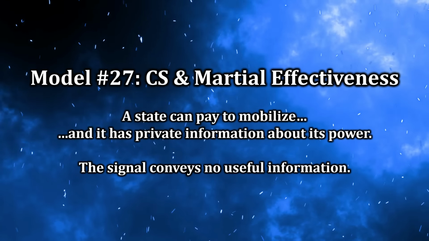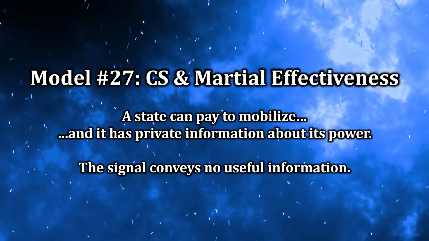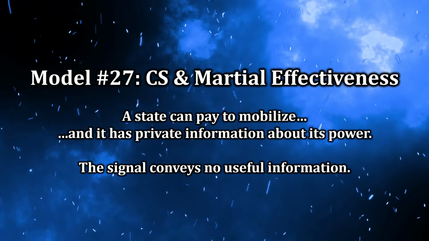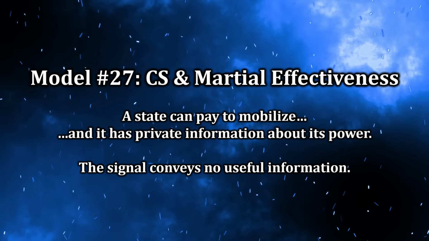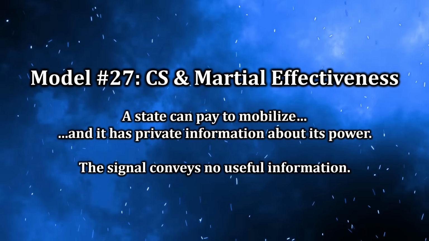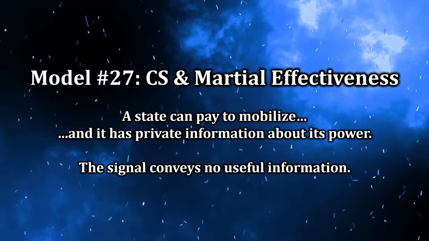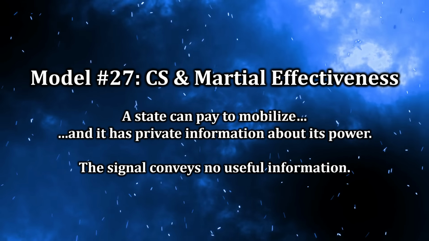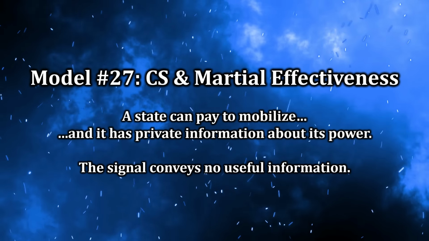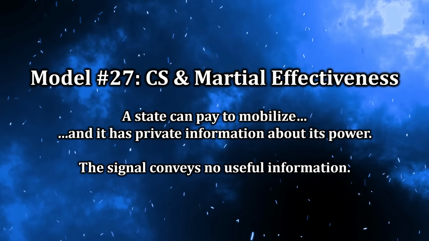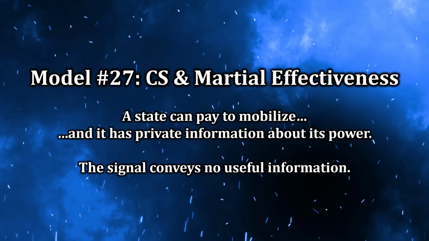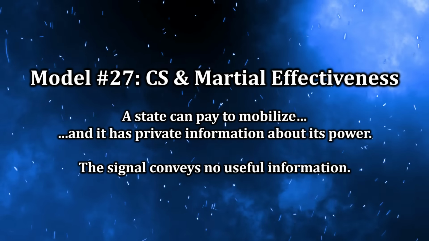Sometimes the more effective type has a greater incentive to mobilize, so as to take advantage of its capacity. Sometimes the less effective type has greater incentive to mobilize to make up for its inadequacies. Either way, there is no direct differential cost to the decision, so the weaker type would want to adopt the stronger type's preferred strength if the opponent would automatically believe the signal. Therefore, the signal conveys no useful information.